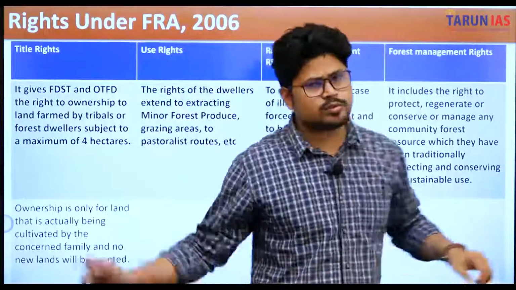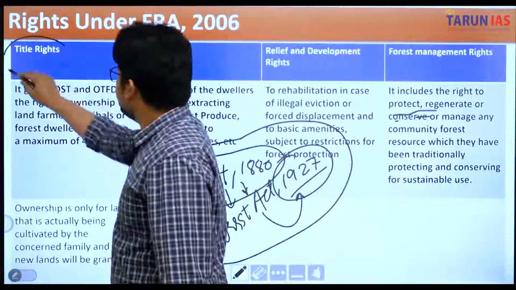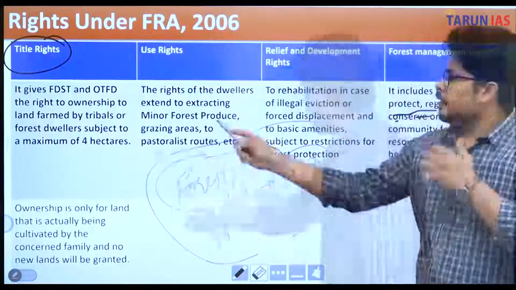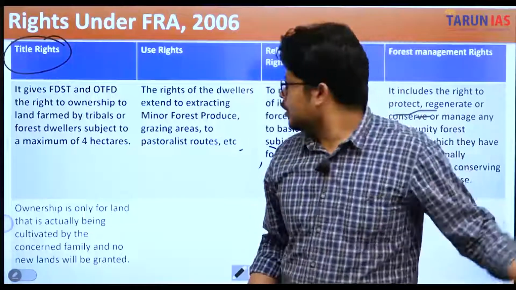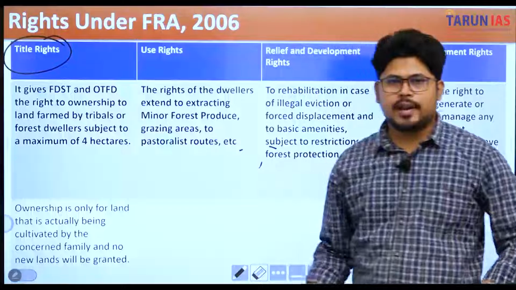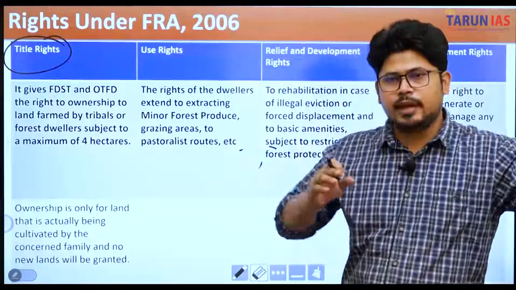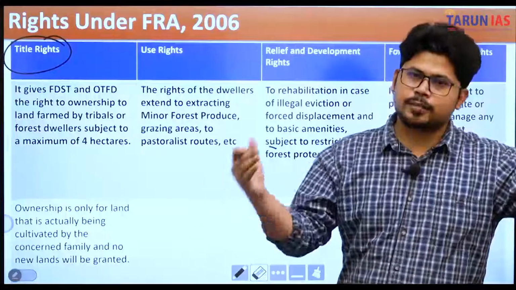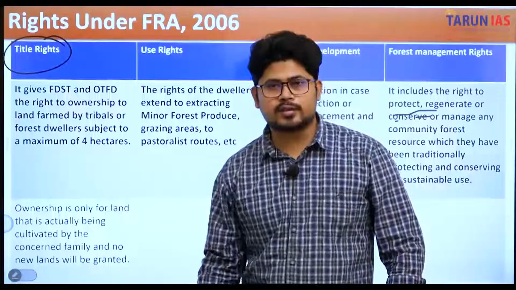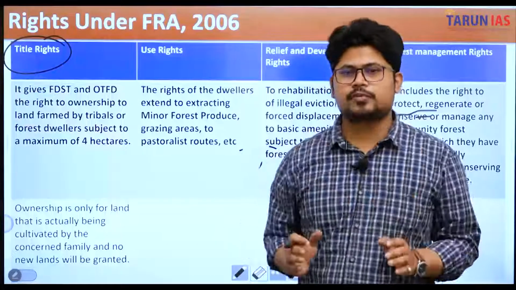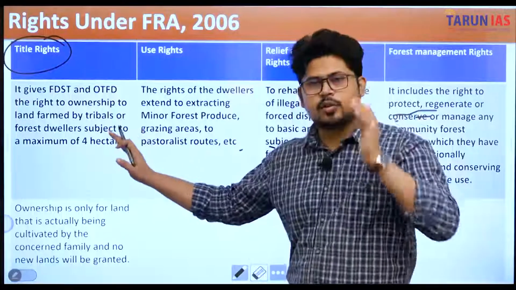Okay, so title right is important. This is most important, because the title rights are those rights, that means the right of ownership of the land. Okay, so what it says is the right of ownership of the land farmed by tribals or forest dwellers. Tribals mean those communities which have been mentioned specifically in the schedule that the president issues. ठीक है, so they are scheduled tribes. And other traditional forest dwellers are the people who are also living in that forest, although they are not categorized as a scheduled tribe.